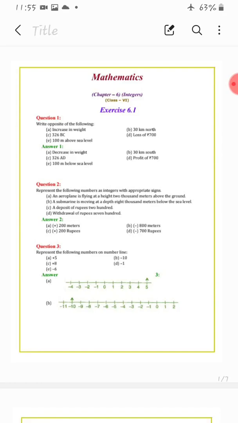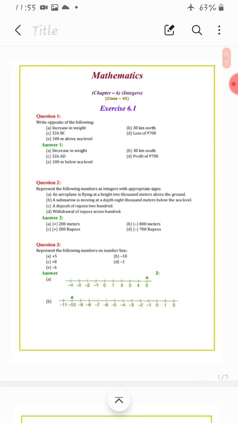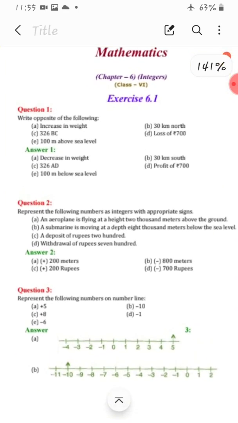In our last video we discussed the introduction part of chapter 6, integers. Now we are going to start the exercise question, that is 6.1. Our first question goes, write the opposite of the following. As in the introduction part I have already mentioned what the opposite of the given sentences will be, so it will be easy for you to do it.